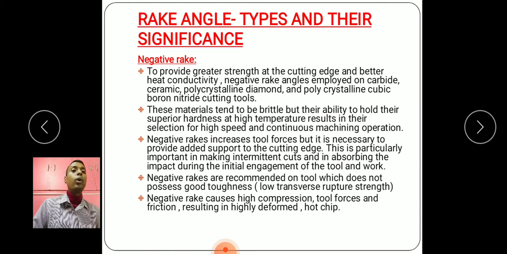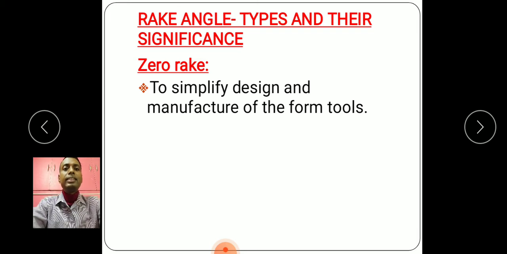Negative rake increases the tool force, but it is necessary to provide added support to the cutting edge. This is particularly important in making intermittent cuts and in absorbing the impact during the initial engagement of the tool and the workpiece. Negative rakes are recommended on tools which do not possess good toughness. Negative rake causes high compression, tool force and friction, resulting in a highly deformed hot chip. Zero rake has a very simple design and is manufactured in form tools.